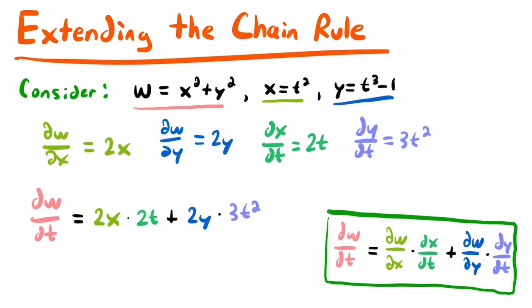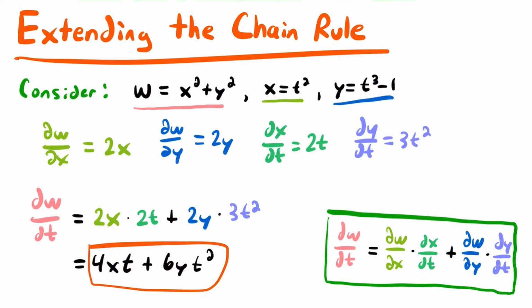Okay, so then simplifying, 2 times 2 is 4, so we get 4 times x times t, plus 2 times 3 is 6, so we have 6y t squared. And that right there would be dw dt, at least if you keep it in terms of x, y, and t. Okay, this is technically a correct answer, and depending on the functions that you're working with, you might want to keep it in this form, because even though it's not entirely in terms of t, which you might think it would be since it's dw dt, technically it still is in terms of t because both x and y are defined in terms of t.